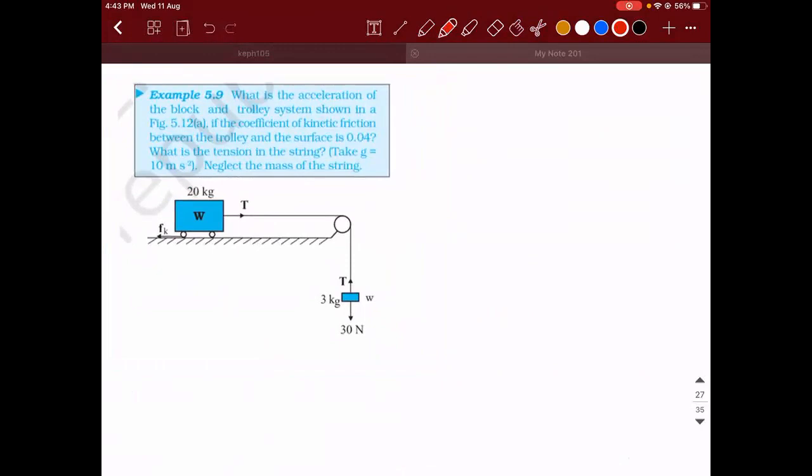What is the acceleration of the block and the trolley system shown in figure 5.12a, if the coefficient of kinetic friction between the trolley and the surface is 0.04, and what is the tension in the string? Neglect the mass of the string.